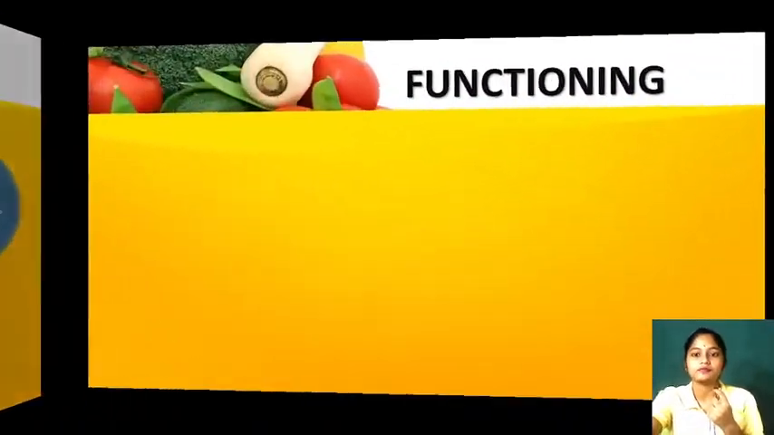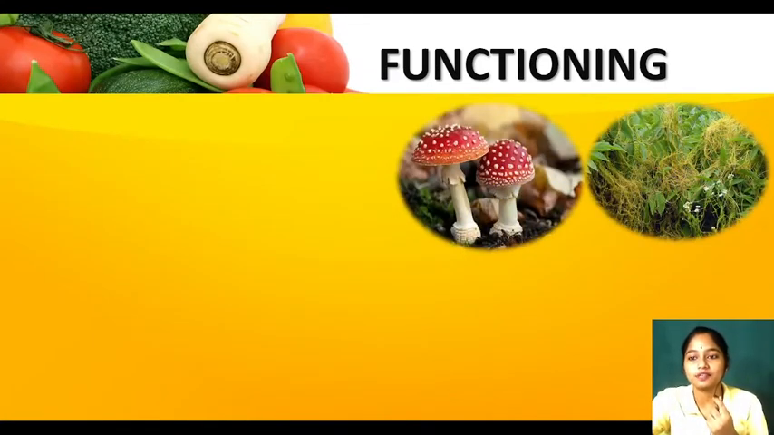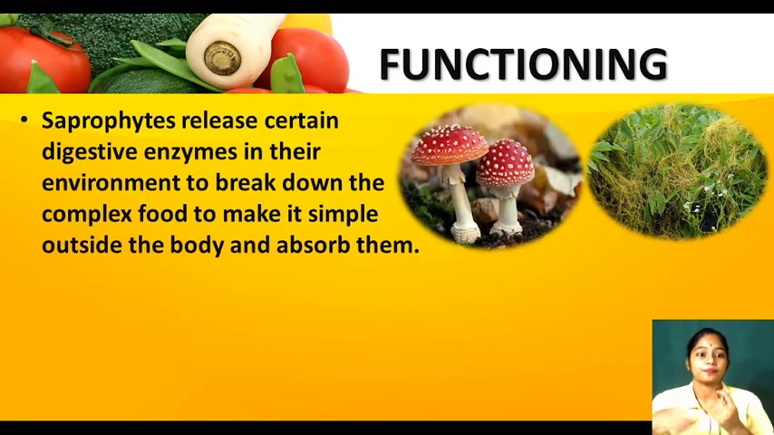Now see the functioning. How does it function? Can you see, the first one is a mushroom and the next one is a plant named Cuscuta. Saprophytes release certain digestive enzymes in their environment to break down the complex food to make it simple outside the body, and absorb it.